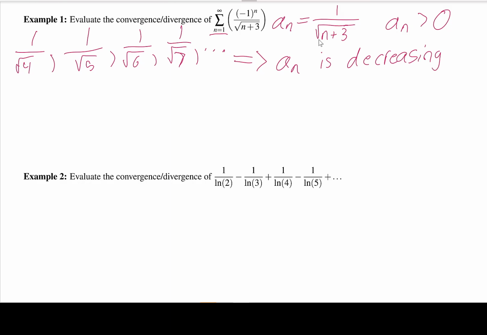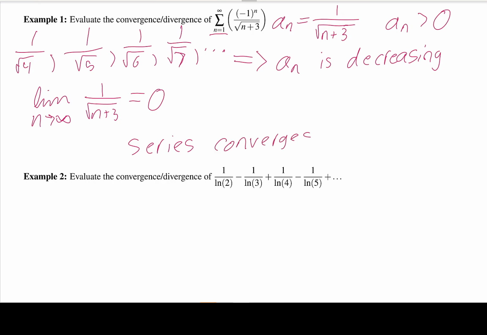And then the third thing we need is that the limit as n goes to infinity of a sub n is equal to 0. If I look at the limit as n goes to infinity of 1 over square root of n plus 3, that will indeed give us 0. And so we say that this series converges by the alternating series test, which we're going to abbreviate as AST.